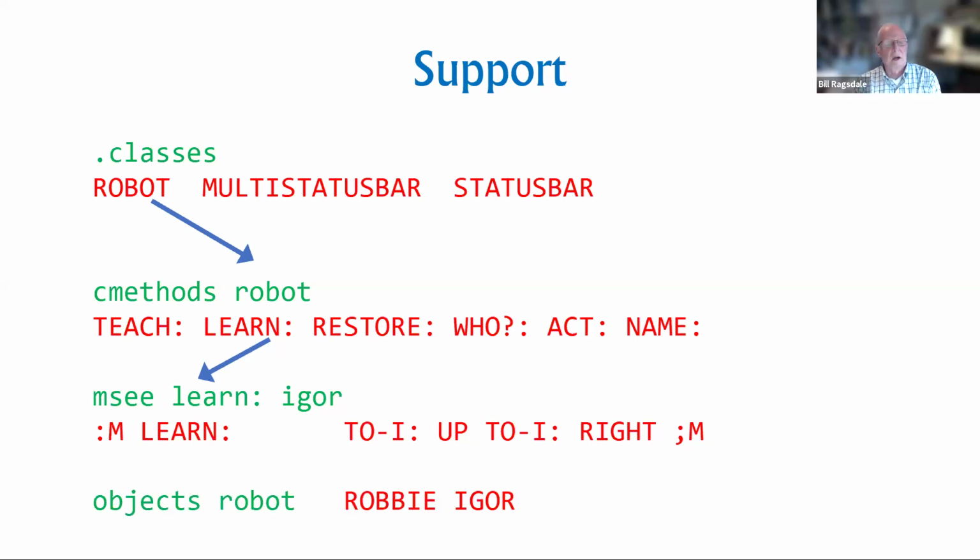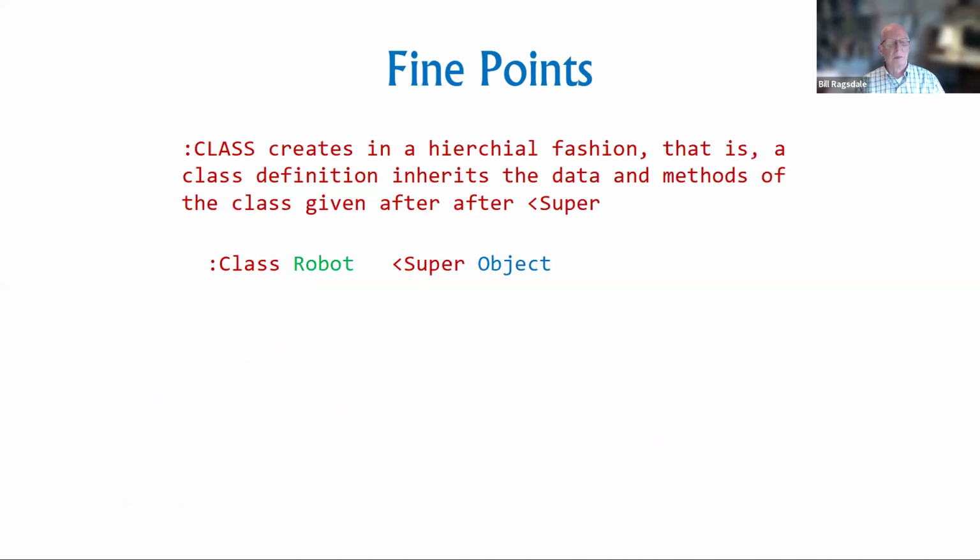And finally, if you just enter the word objects, this will give you objects associated with robot. It will tell you that object has created Robbie and Igor. So you see, when I talk about there's a lot of wrapper going around all of these words, they are in an environment with linkage horizontal and vertical to tie it all together into a very functional, very self-contained system.